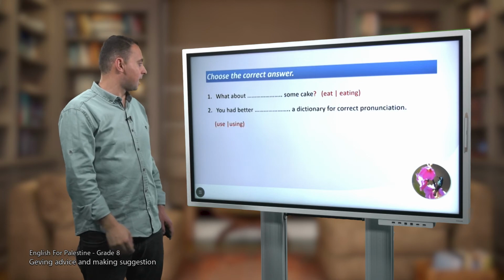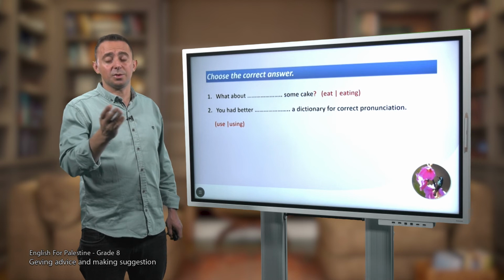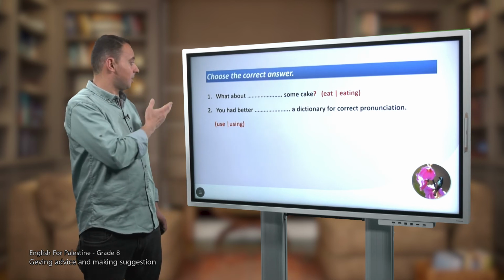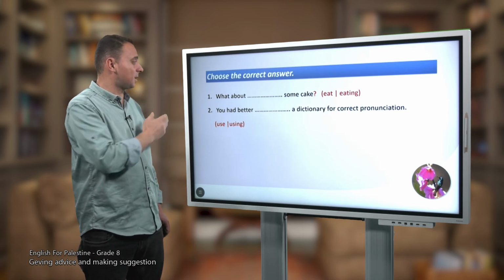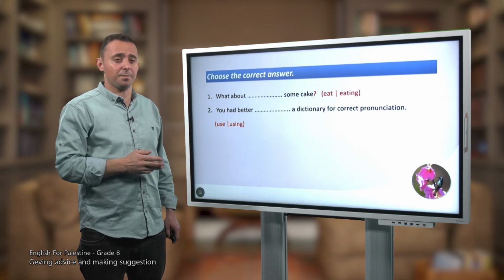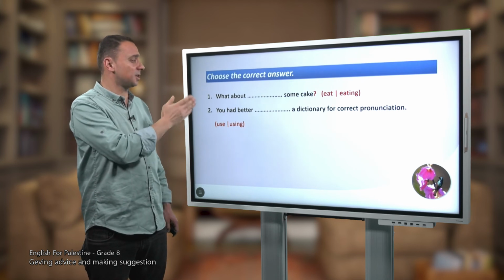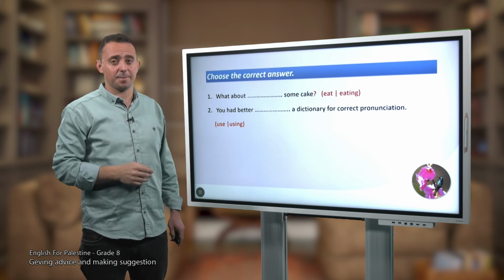Number 2. You had better blank a dictionary for correct pronunciation. What is the right answer? Is it use or using? Very good, use. Why? Because you had better should be followed with the infinitive form of the verb, which is use. So we say you had better use a dictionary for correct pronunciation.